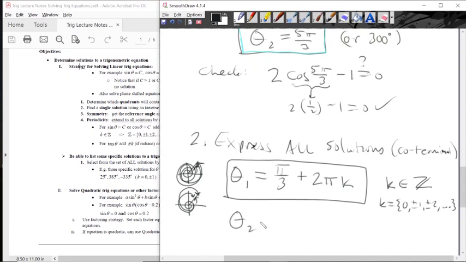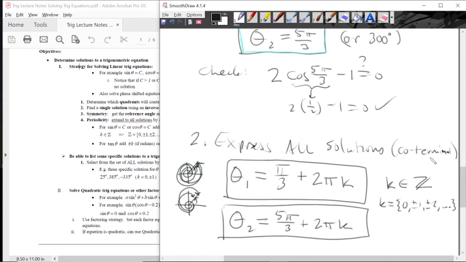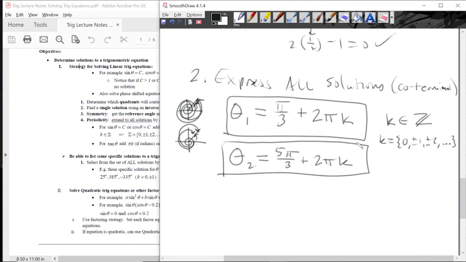Let's do the same for theta 2. We had 5 pi over 3 already as one of the solutions. We can then add 2 pi k. Now, if we were doing this in degrees instead, we could say theta 1 is equal to 60 degrees plus 360 degrees k. We could say theta 2 is equal to 300 degrees plus 360 degrees k.